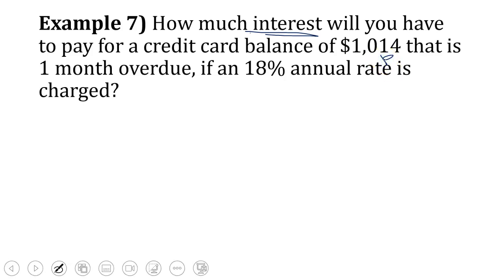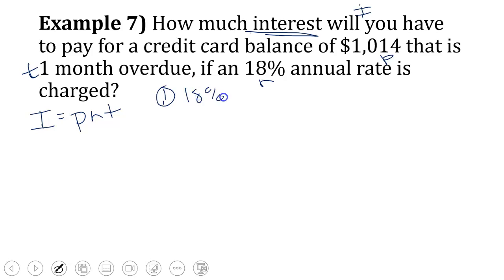That's how much exactly that we charged on our card. That's the principal. We know the time. Anytime you see month, that's our time. And then anytime you see a percent, that's the rate. So we are looking for interest, and we know the principal, the rate, and the time. So that is going to be our same formula. I equals PRT.